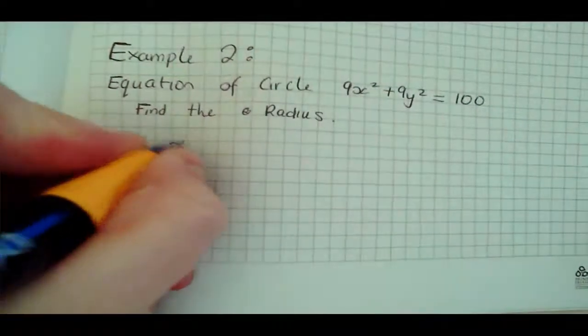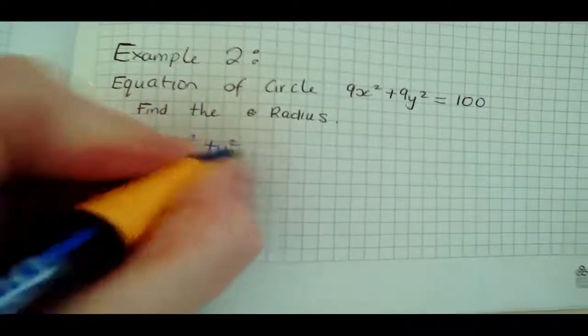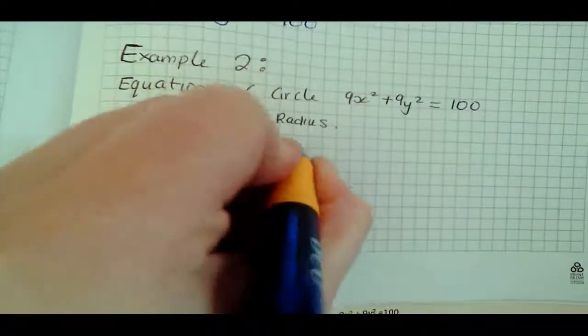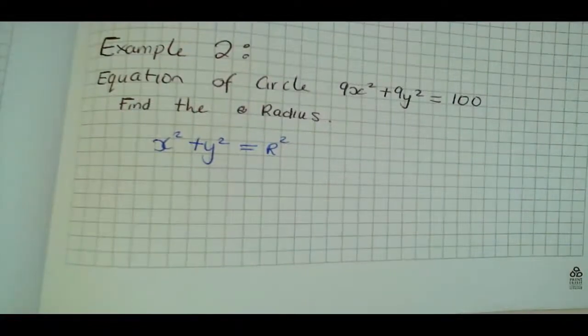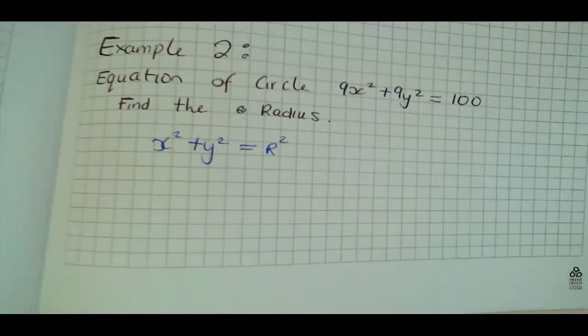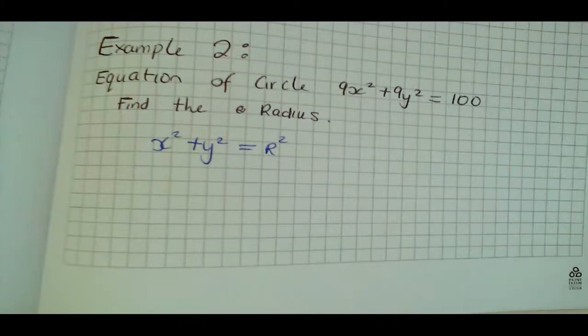So if we write out the equation there, x squared plus y squared is equal to r squared. So we know that from the previous question. Okay, so when the center of the circle is 0, we can write the equation of the circle like that, okay?